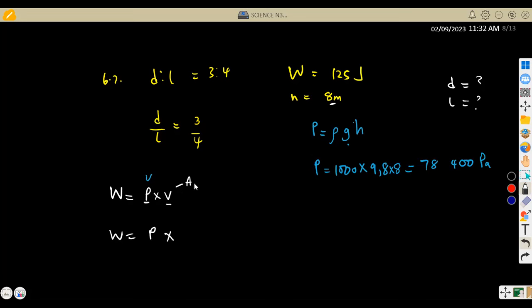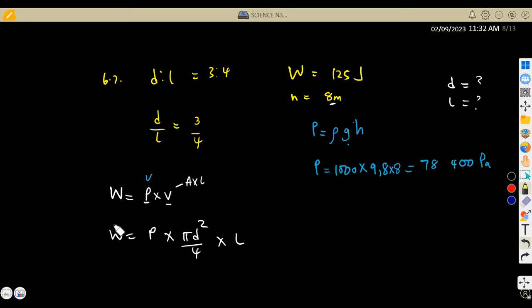So this is area times the stroke length, where we know that our area is pi d squared over 4 times the stroke length. All right. So that means in this case, we can manipulate the formula that we are given here. We can work from this formula. We've got two unknown values. We have the work done.